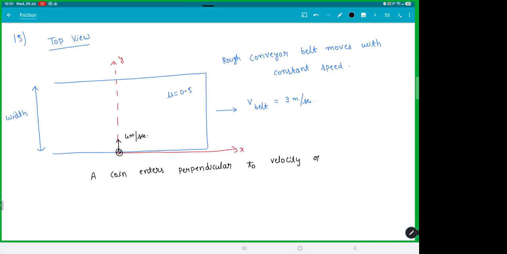The velocity of the belt. So the coin is coming from outside and then it enters inside with 4 meters per second. But the belt itself is going with 3 meters per second. And you're entering a rough surface.